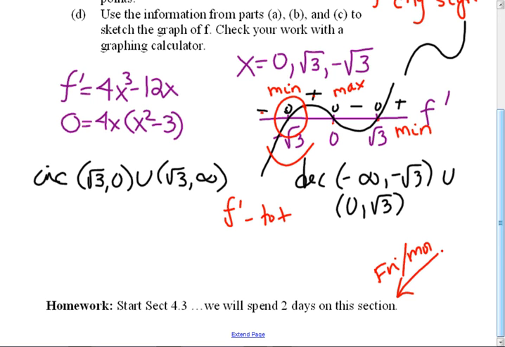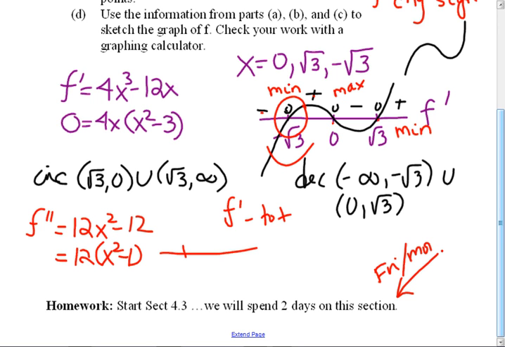What's the second derivative? If you factor out a 12, x squared minus 1. Well, it's going to look like this. Are those inflection points? Yes, because the sign changes. I don't think it's time yet. Hang on. No, it's not. You got a couple minutes.